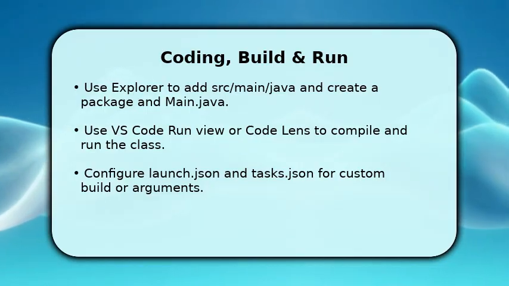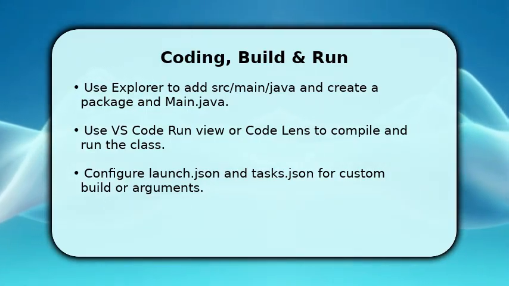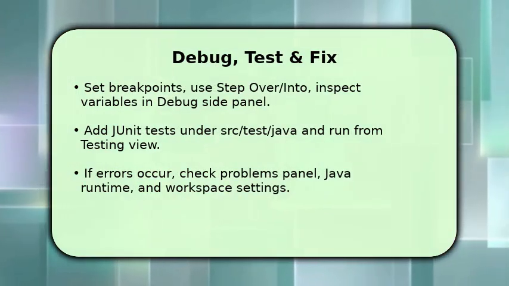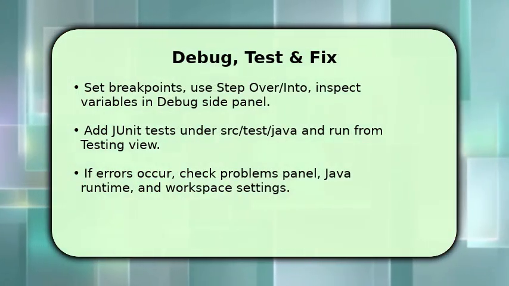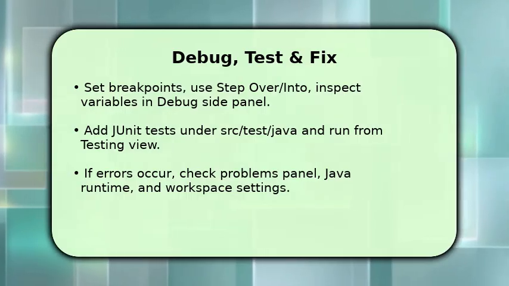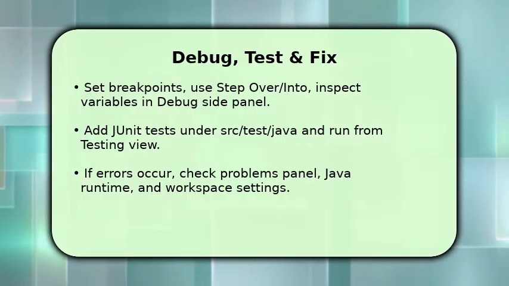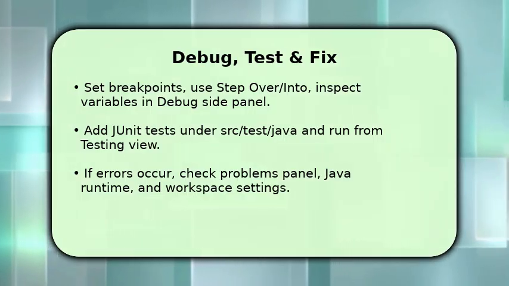by validating behavior with the debugger and tests. Set breakpoints and use step over or step into to observe execution. Inspect variables and call stacks to understand state. Add JUnit tests under src/test/java and run them from the testing view for repeatable checks.